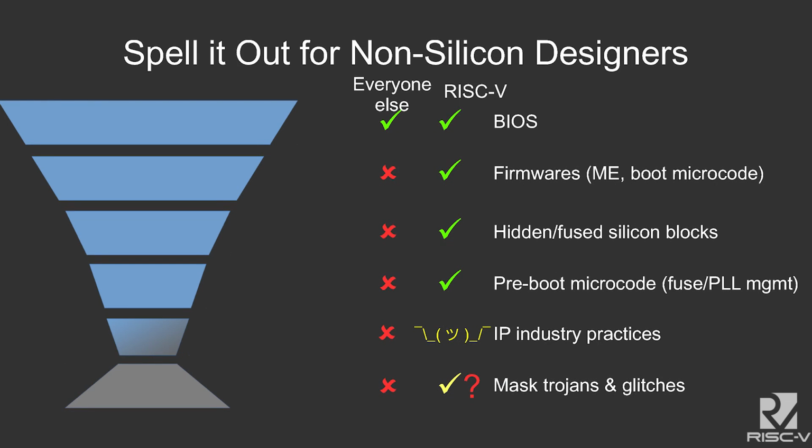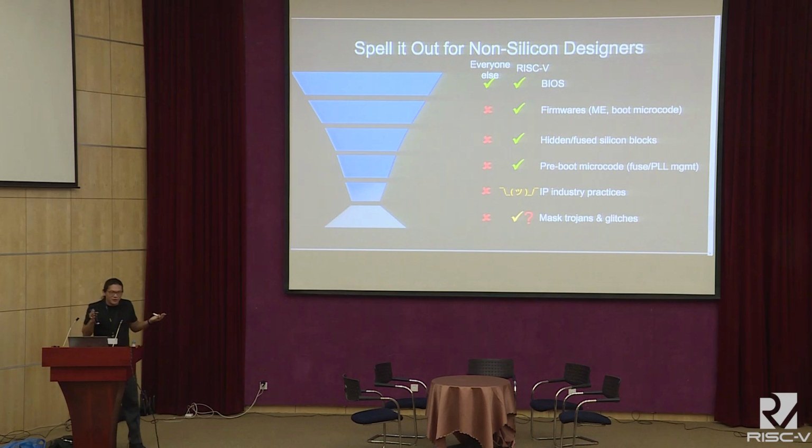So what I'm saying at the end of the day is you really just want to spell it out when you talk about open silicon to non-silicon diviners. This is again one of those marketing charts, but everyone else may have an open BIOS, but no one else has their firmwares or the boot microcodes available. No one else tells you about the hidden fused silicon blocks. No one even discloses the fact they have pre-boot microcode. IP industry practices, okay, what are you going to do?